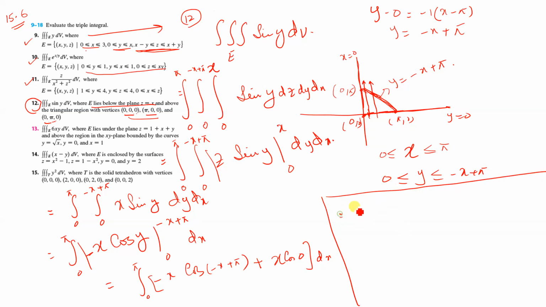Okay, this is equal to the integral from 0 to pi. We have minus. Now cosine of (pi minus x) is equal to negative cosine x. So this negative will make it positive. So x cosine x plus cosine 0 is 1, so plus x.